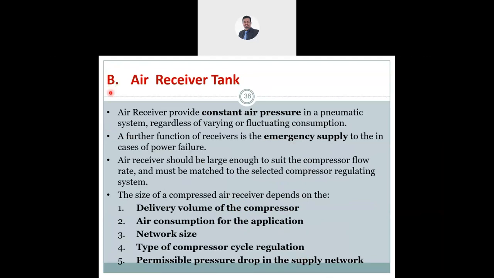Okay, so that's compressor A from just now, the air compressor. There were 5 parts. So B is the air receiver tank, which is optional. If you don't want to use a tank, you can get gas directly from the supply, but it's very risky. So we always encourage using an air receiver tank. It provides a constant air pressure, and it can also act as an emergency supply.